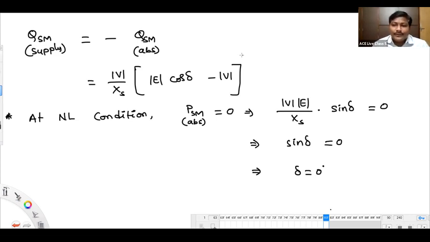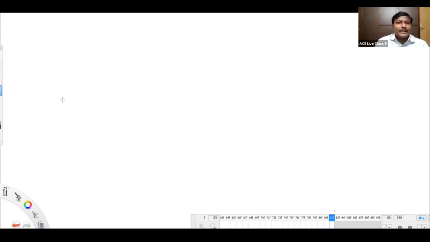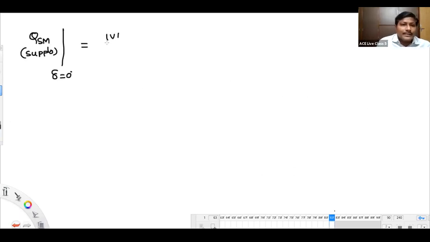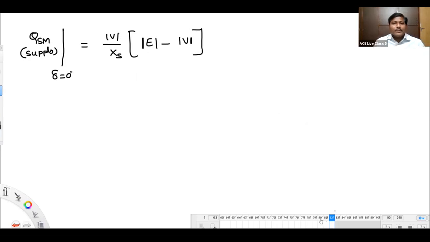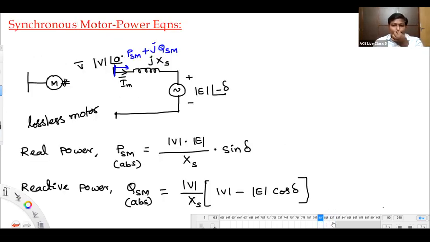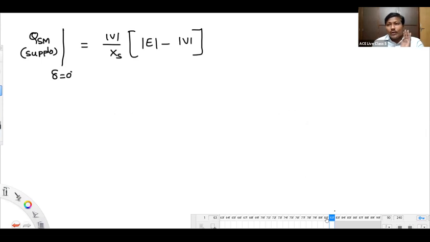So can I move to the next slide? Take up the QSM supply at delta equals 0 degrees. QSM supply at delta equals 0 degrees will be mod V by XS into cos 0, which is 1. So it will come to be mod E minus mod V. That's the QSM supply under no load.